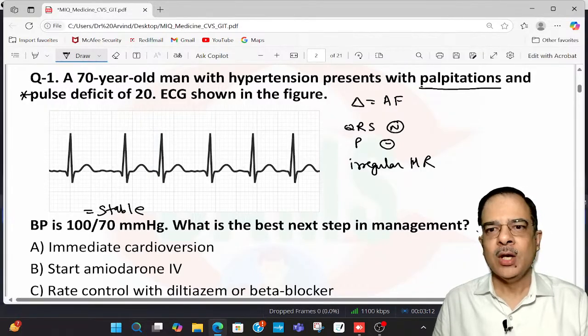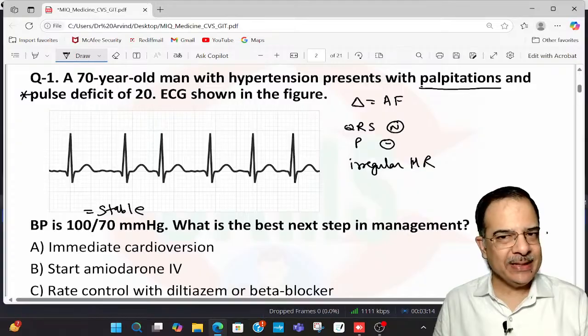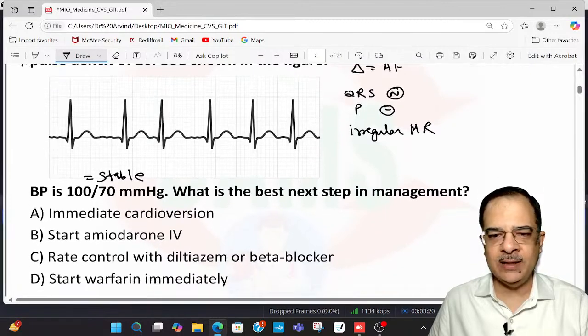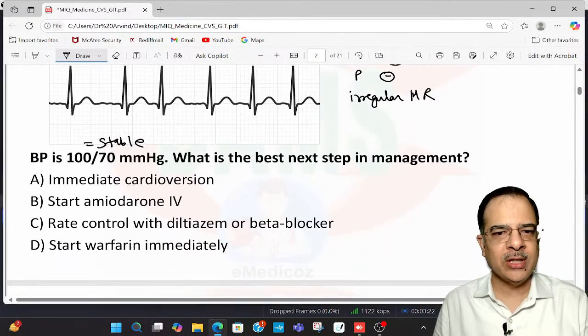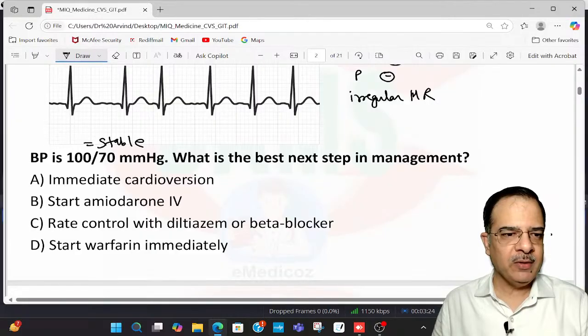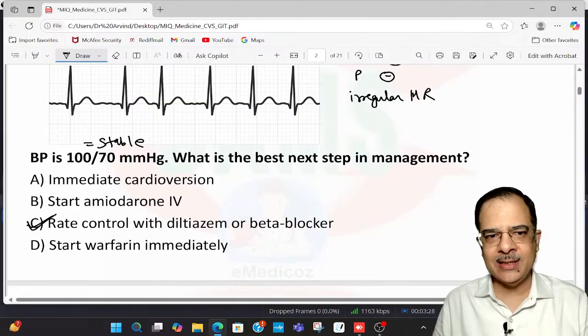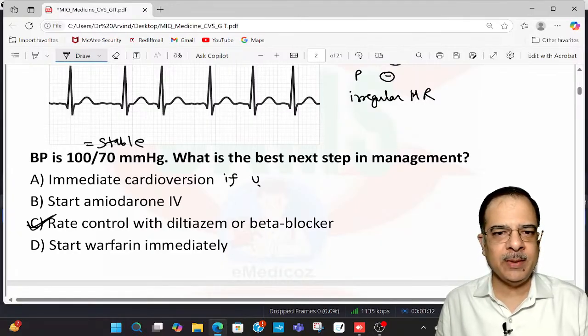In a patient of stable atrial fibrillation, our first priority will be to control the fast ventricular rate with the help of either a beta blocker or a calcium channel blocker. So here we will go for option C. Yes, all of you have given me the correct answer. It is option C. Immediate cardioversion will be done if the patient is unstable, like the patient is collapsed or in shock.